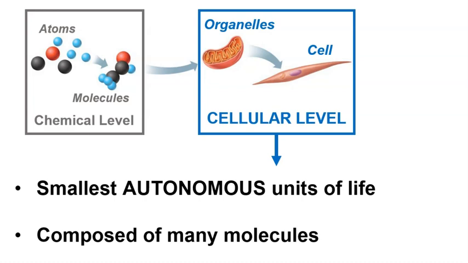So returning to the levels of organization, we will move on to the cellular level. Cells are described as the smallest autonomous units of life. And here the term autonomous means that the cell has control over its own internal workings and processes. Cells are made of many of the molecules that we had just discussed in the previous segment.